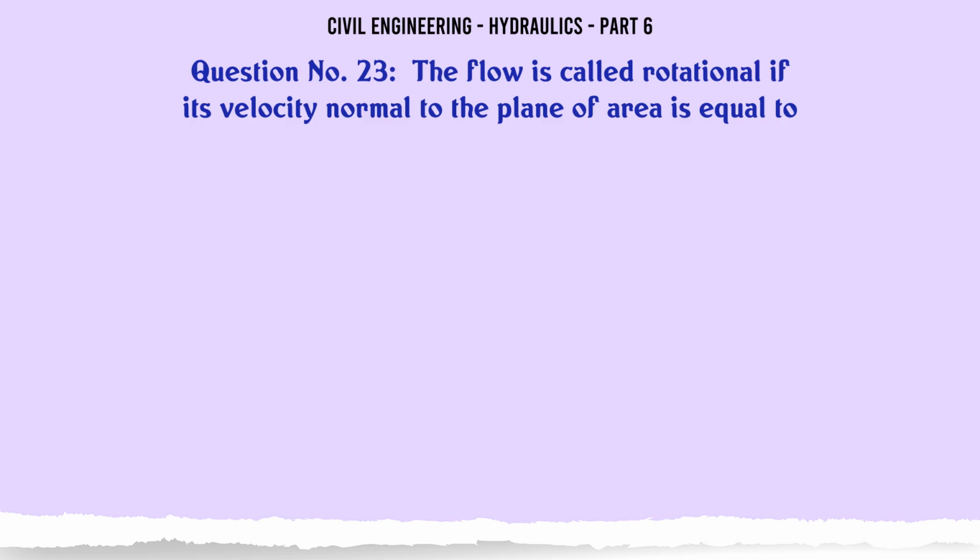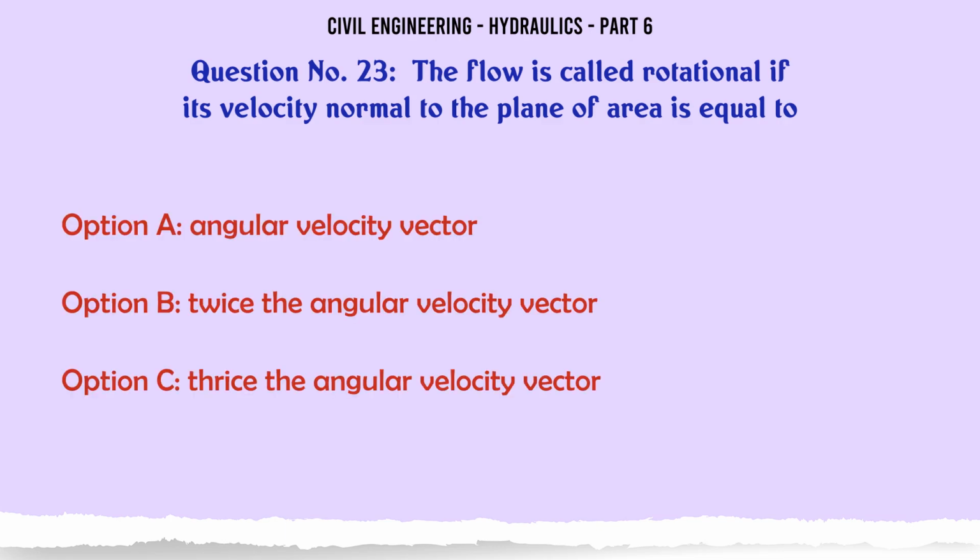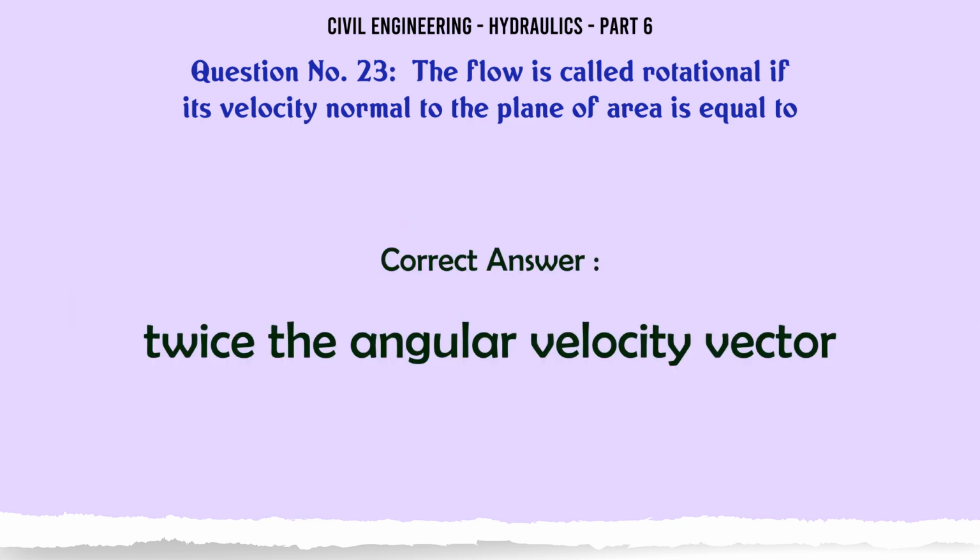The flow is called rotational if its velocity normal to the plane of area is equal to A. angular velocity vector, B. twice the angular velocity vector, C. thrice the angular velocity vector, D. none of these. The correct answer is twice the angular velocity vector.